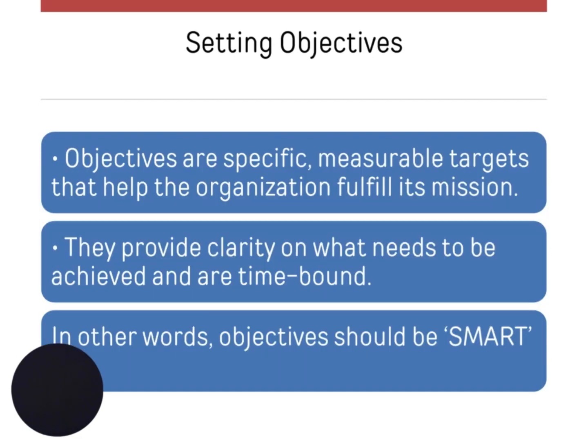Objectives. Objectives are specific, measurable targets that help the organization fulfill its mission. They provide clarity on what needs to be achieved and they are time bound. In other words, objectives should be SMART. That is, they should be specific, measurable, achievable, realistic, and time bound. Objectives are the measurable targets that help the organization fulfill its mission.